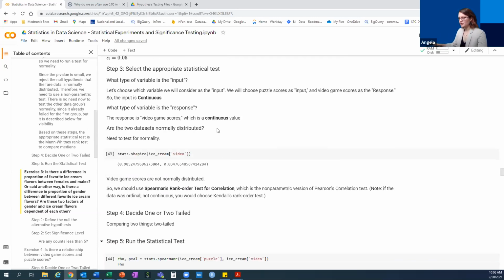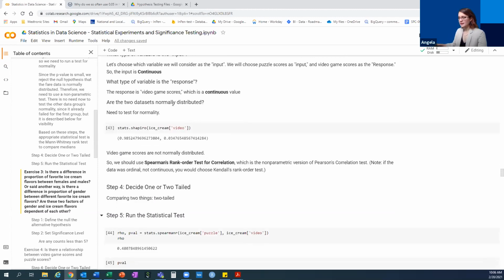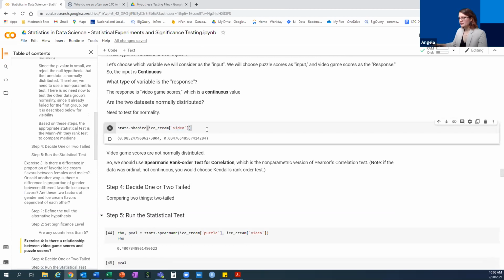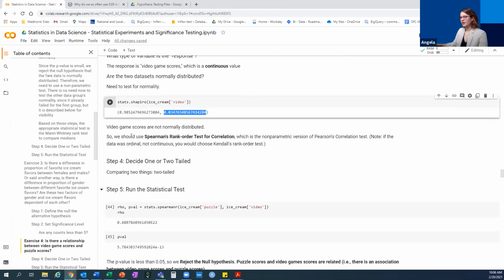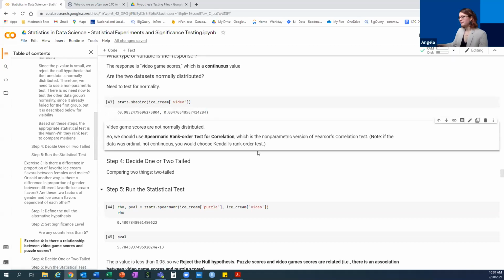Now we have to ask for approximate normal distribution. Get to that normal approximation test. So let's go ahead and test the video. And our p-value printed here as the second item is less than 0.05. So their video game scores are not normally distributed in this sample. So we're going to use Spearman's rank order test for correlation. You may have heard of the Pearson correlation test. Spearman is the non-parametric version of that.